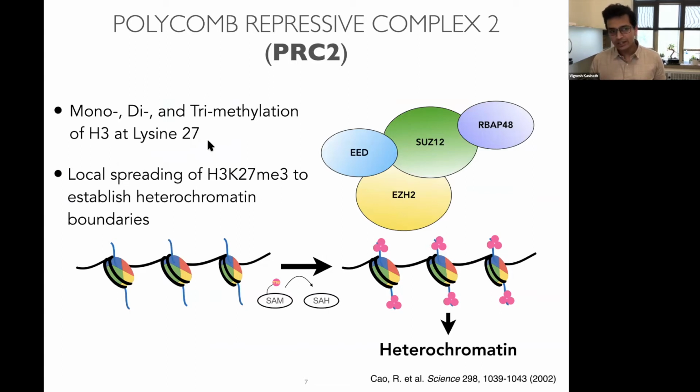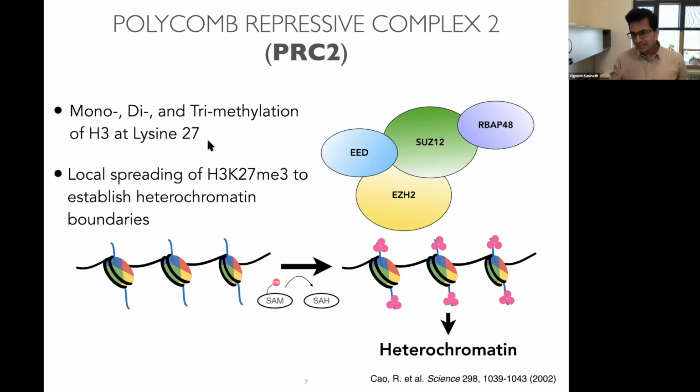And by trimethylating histone H3 at lysine 27, it marks genes for transcription repression. But it has another secondary function which is also equally important, which is once this trimethylation mark is deposited on histone H3 lysine 27, PRC2 also spreads this repressive mark to neighboring chromatin regions, establishing heterochromatin boundaries.